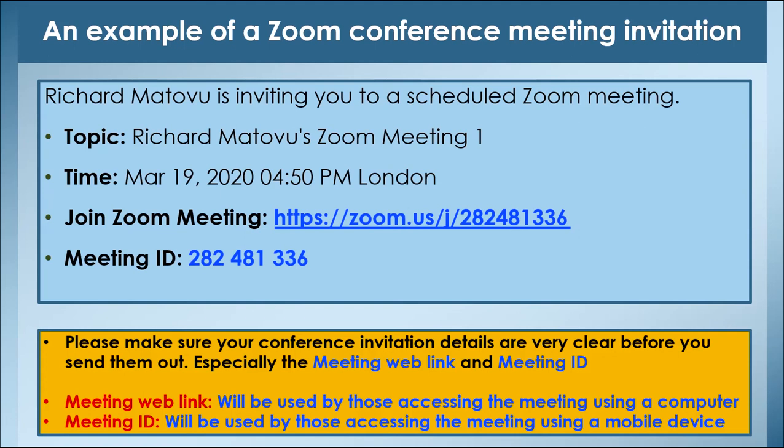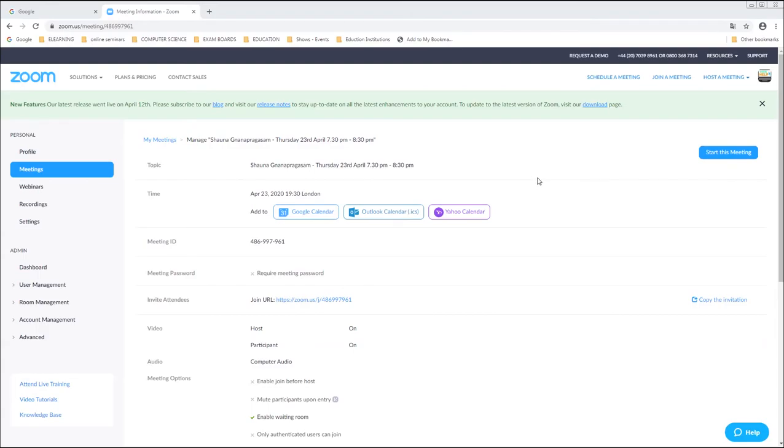As you know, people have a preference. So if they want to access using a mobile device, they're going to use the meeting ID. If they want to use a computer to access your meeting, they will then use the join meeting web link. There are tutorials we've created for your students to show them how to access using both methods. I thought I'd include this section for you.